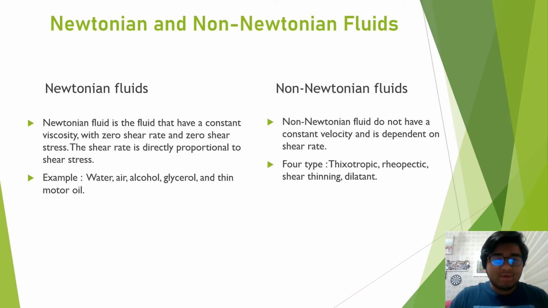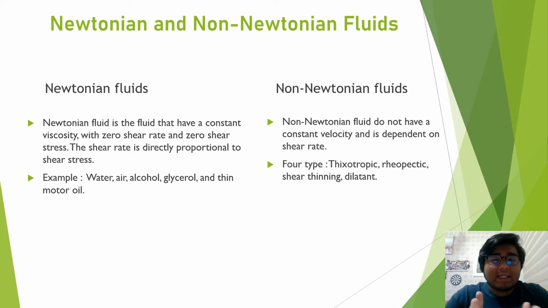Now let's move on to Newtonian and non-Newtonian fluids. What is the difference between these two types of fluids? We start with Newtonian fluids. A Newtonian fluid is a fluid that has a constant viscosity, with zero shear rate and zero shear stress. The shear rate is directly proportional to shear stress. So basically, Newtonian fluids have constant viscosity. That is the main point that we must know based on this definition.